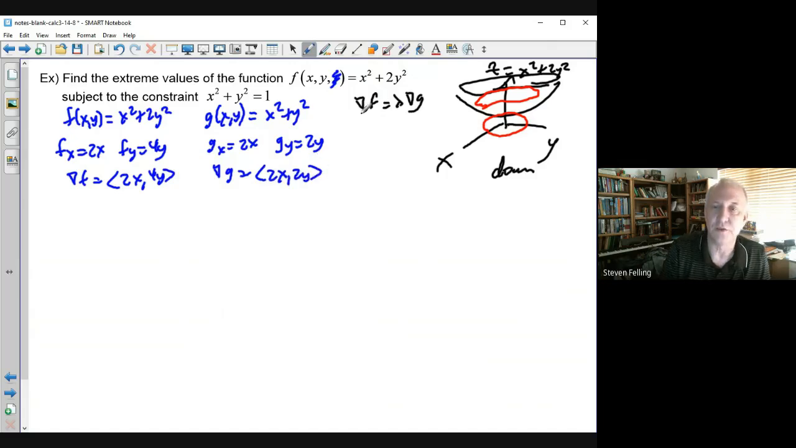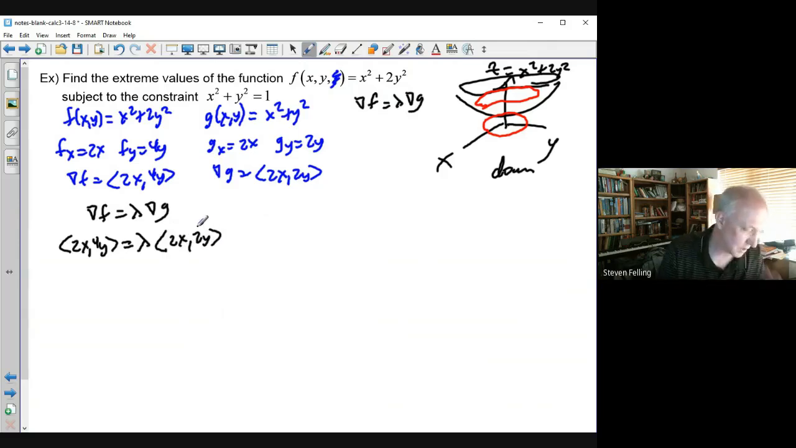All right. And then this relationship says the gradient of f, let me write it again, the gradient of f is lambda times the gradient of g. And that means that the vector 2x, 4y must be equal to some scalar multiple of the vector 2x, 2y. Because vectors have multiple components, we can set all the x's and all the y's, and if there was a z, all the z's together to start forming a system. So we're going to make a system of equations.